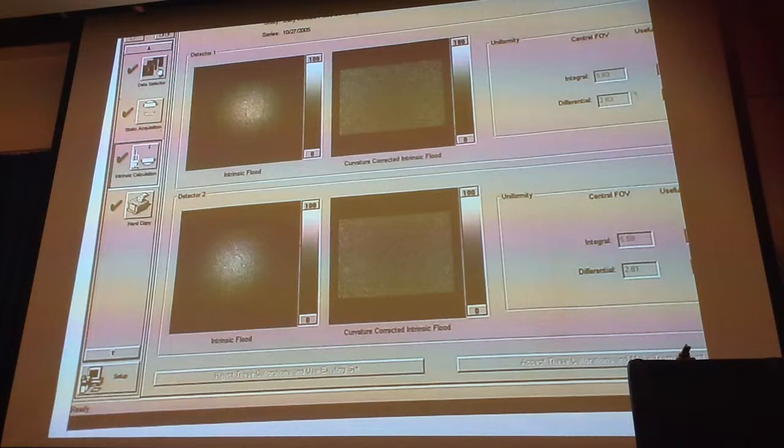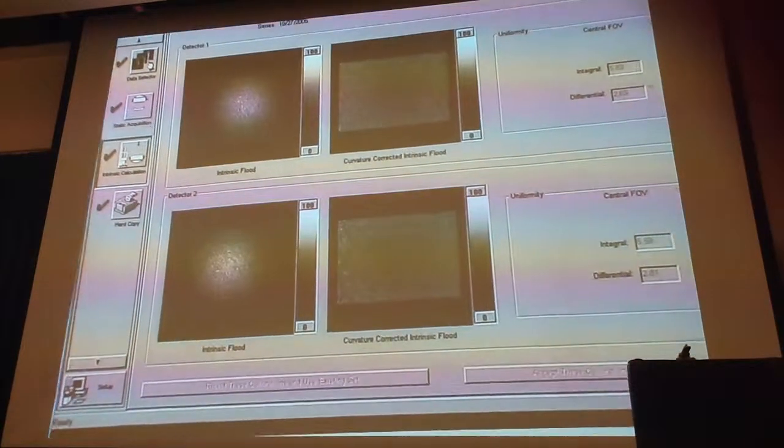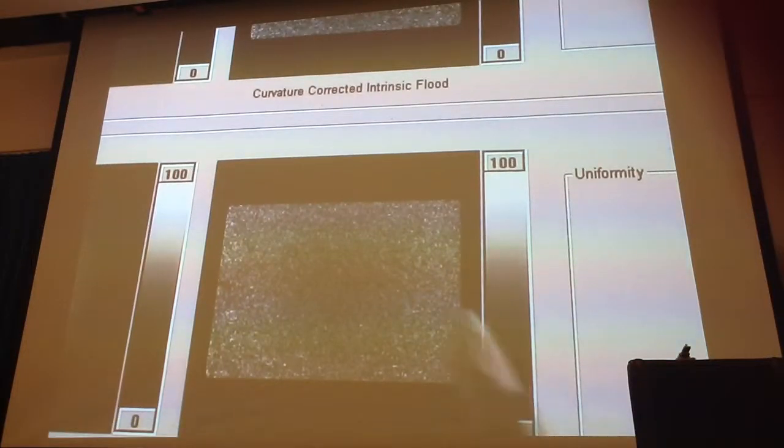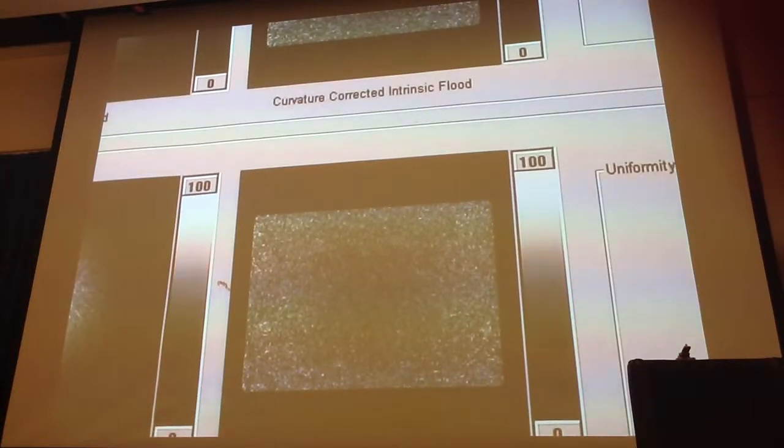You can see it here. You see it's really dark here and then very light on the edges. But I mean, that's just the nature of the beast, so to speak.